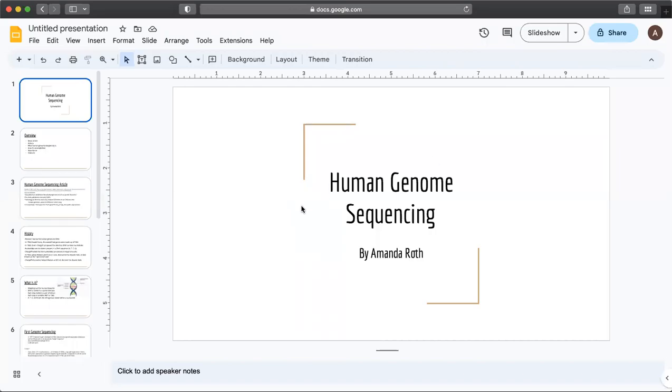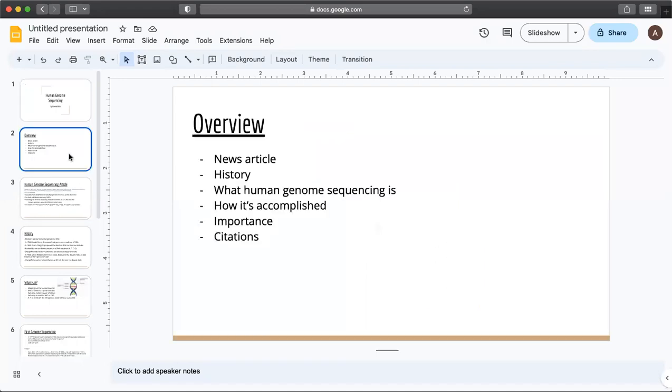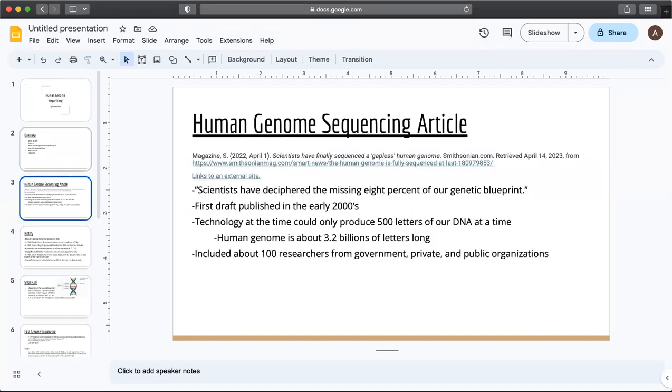Hello, everyone. For my final project, I decided to discuss human genome sequencing. Here's a little overview of the things that we'll talk about during this lecture. So the news article that I chose, some history about it, what genome sequencing is, how it's accomplished, and the importance of it. So the article that I chose is about human genome sequencing.